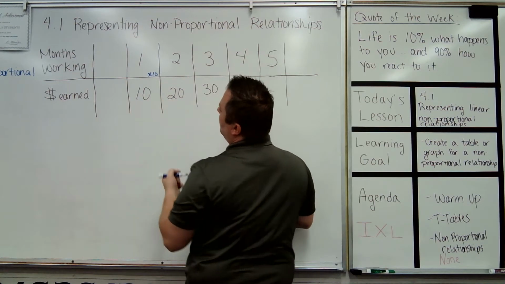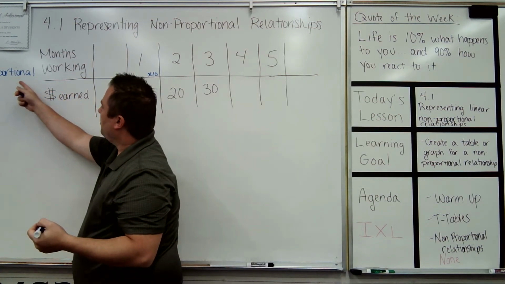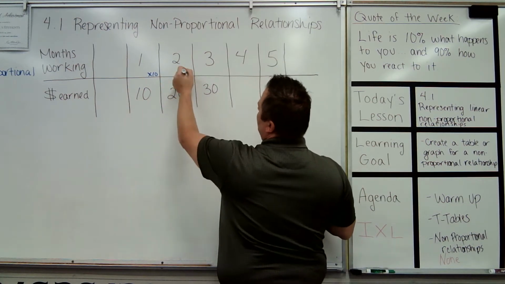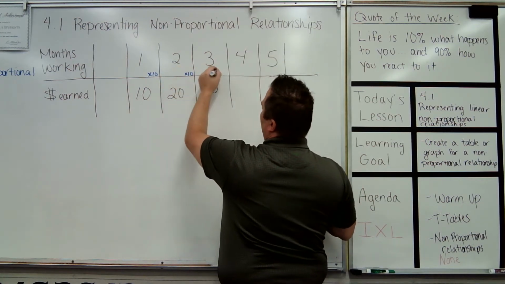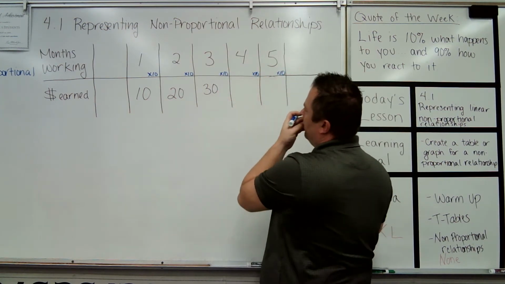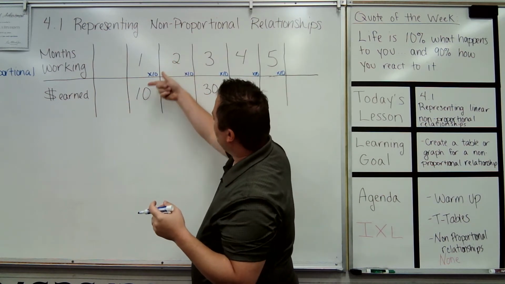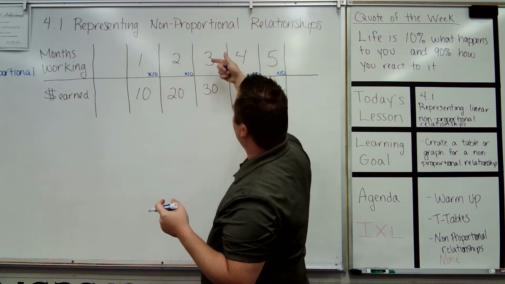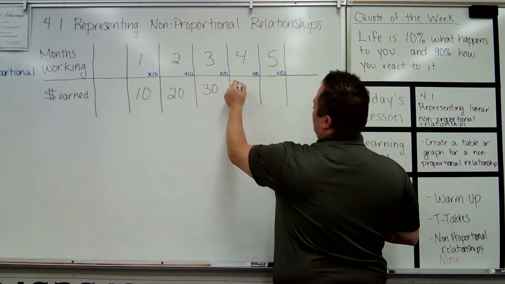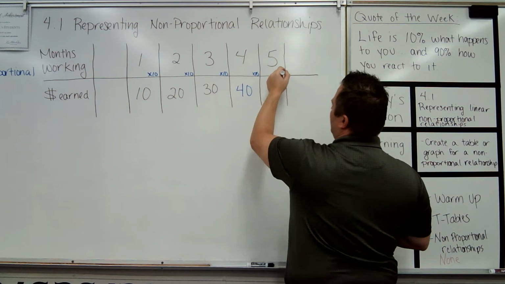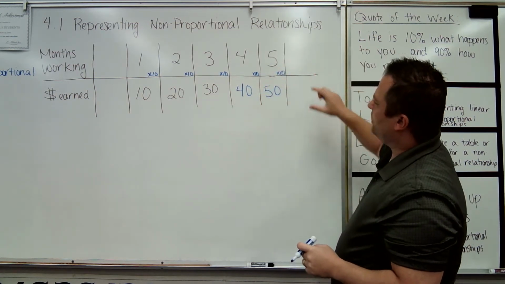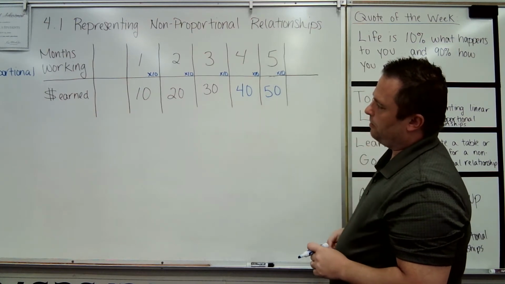The proportionality constant is 10, okay? So that means this is times 10, times 10, times 10, and times 10. Okay, so that means 1 times 10 is 10, 2 times 10 is 20, 3 times 10 is 30, 4 times 10 is 40, and 5 times 10 is 50. I left this blank because I want to illustrate something coming up.